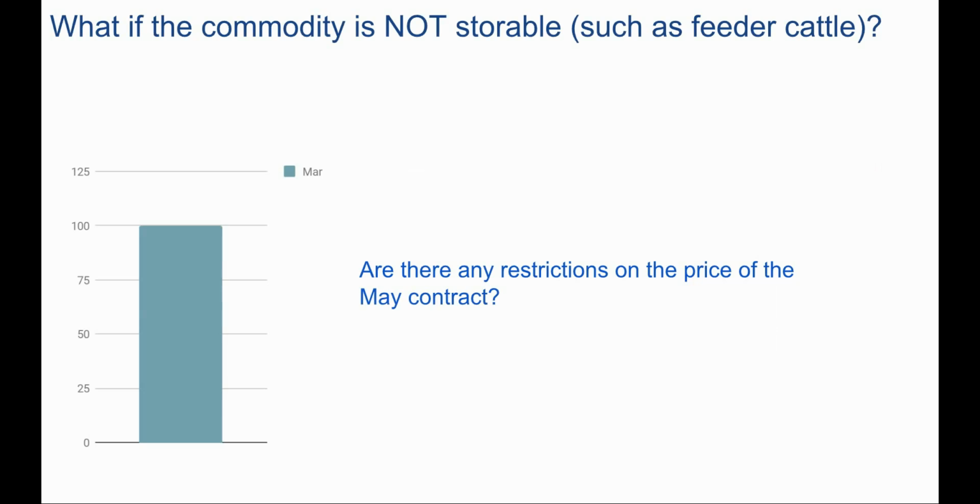Now suppose the commodity is not storable. In this case, there's no constraint to how much higher the back month can rise over the front month. This makes spreads involving those commodities inherently more risky.